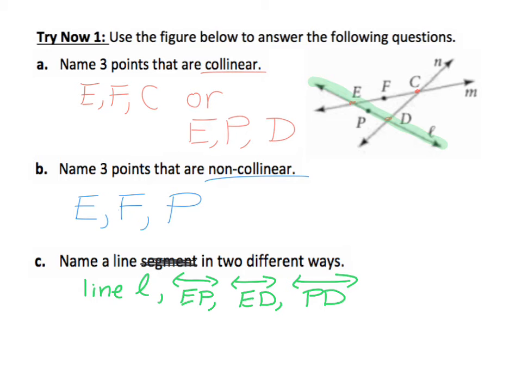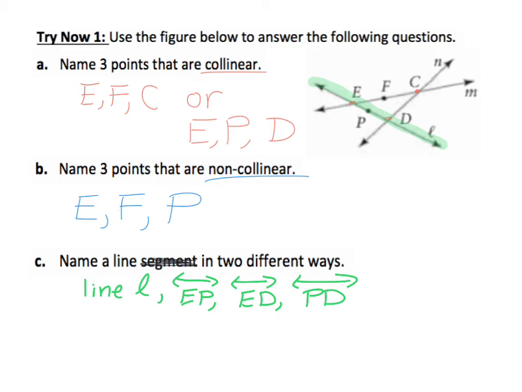So here are the answers that I came up with as far as naming 3 collinear points. Just find 3 points that are on the same line. Also note that where the 2 lines intersect, that capital E is denoting the intersection point. So E is a point, D is a point, and C is also a point. The 2 sets of collinear points are either E, F, C, or you can use E, P, and D. Name 3 non-collinear points.